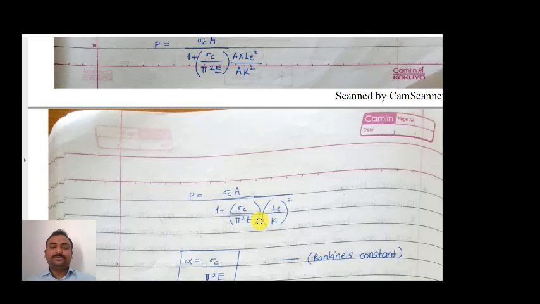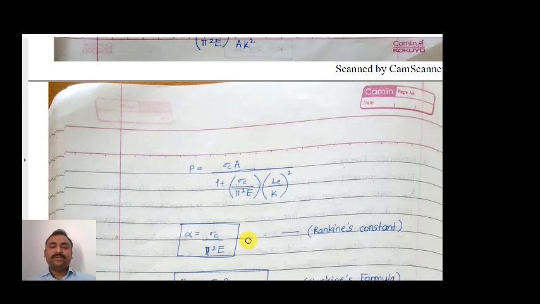Like this. For this sigma C by pi square E, we can write alpha, where alpha is called Rankine's constant. The Rankine constant will depend upon material property, because we know that sigma C is nothing but the ultimate stress that is acting on a column. The ultimate stress will be different for different materials, and the modulus of elasticity is also different for different materials. Because of that, alpha will be different for different materials. That is, alpha is Rankine's constant, so it is sigma C by pi square E.